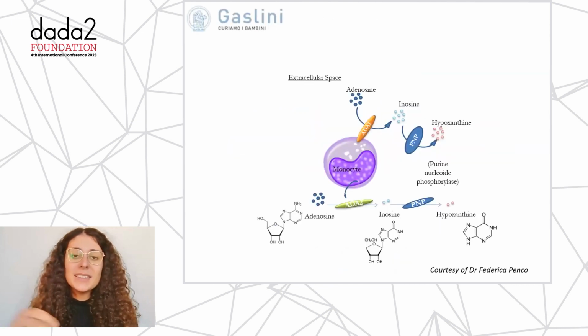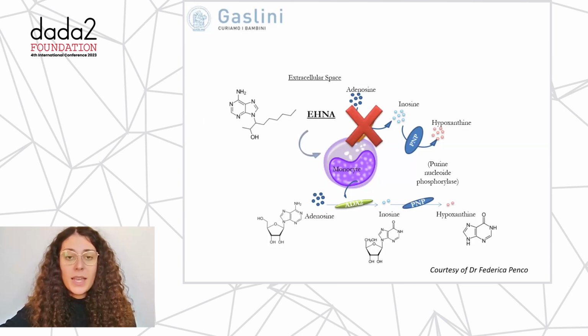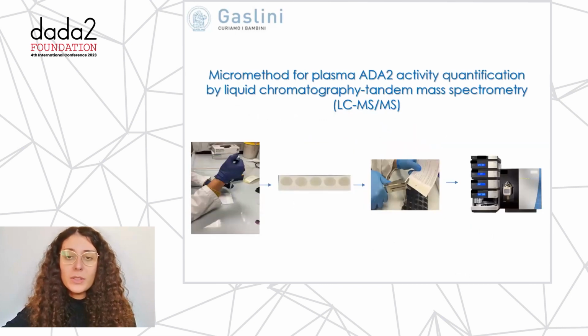So let's start. First of all, an overview of the ADA reaction. Inosine is produced from adenosine by ADA, and hypoxanthine is produced from inosine by PNP. There are two isoforms of ADA, ADA1 and ADA2, and so to measure only ADA2 activity, we need EHNA, which is an ADA1 inhibitor. Our method is based on liquid chromatography tandem mass spectrometry, LC-MS, and on dried plasma spot.